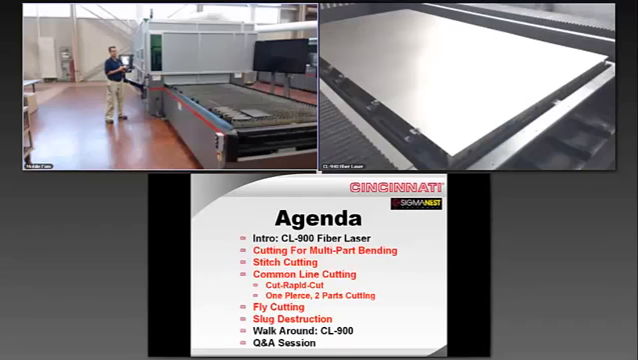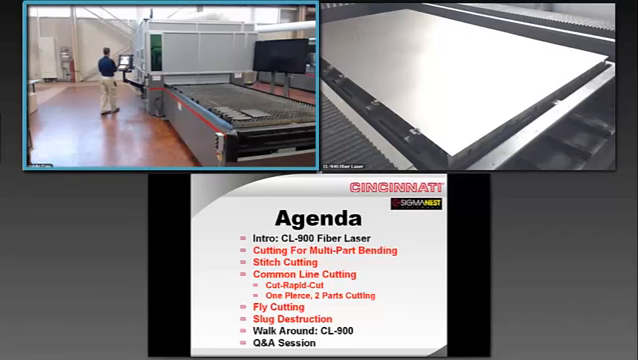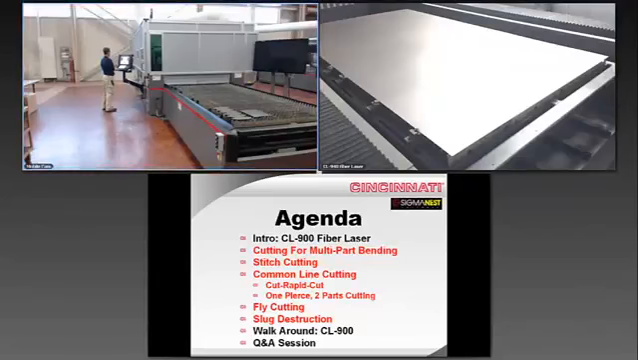So here's what we're planning to do on our side of it. We are going to just give you a brief introduction to our Seal 900 series fiber laser, which is on the camera right there, the mobile cam. And then we're actually going to do the same sequence that Scott did, but on the laser. We are going to do the cutting for multi-part bending. We're going to do the stitch cutting, and the 2 different types of common line cutting that Scott showed you, the cut rapid cut, 1 pierce 2 parts, fly cutting, and then also demonstrate the slug destruction.